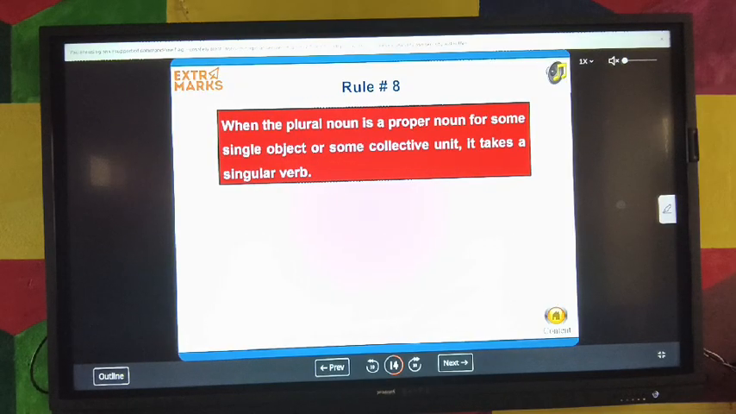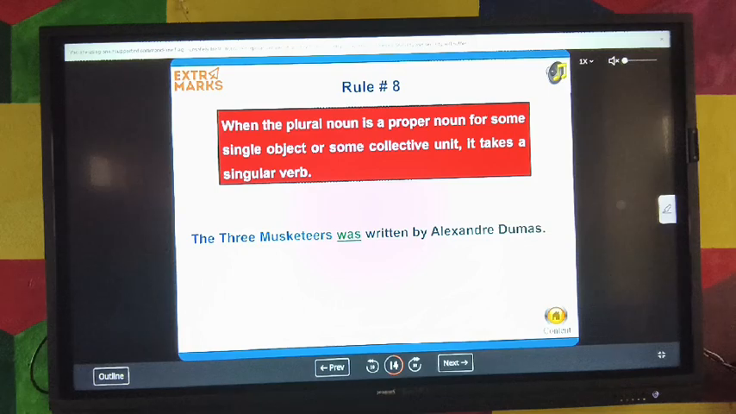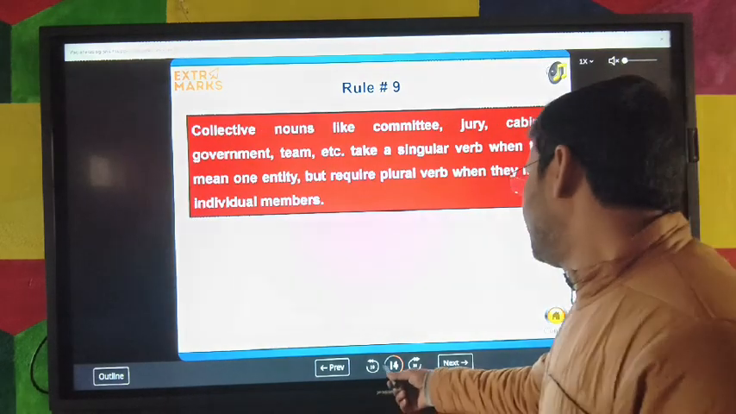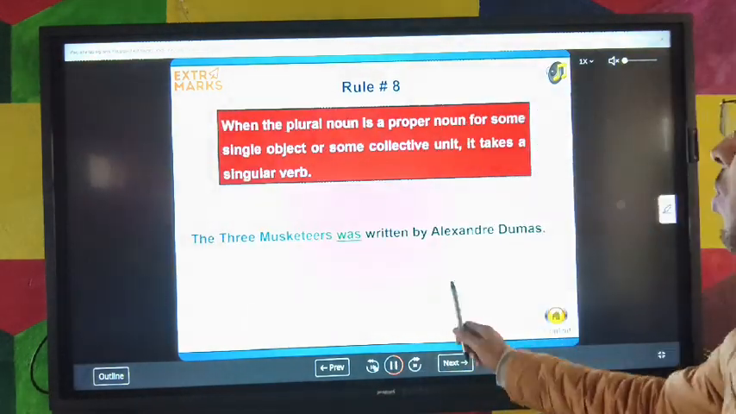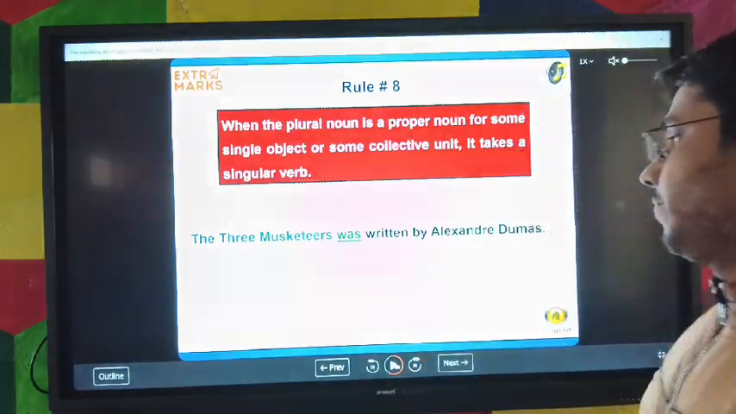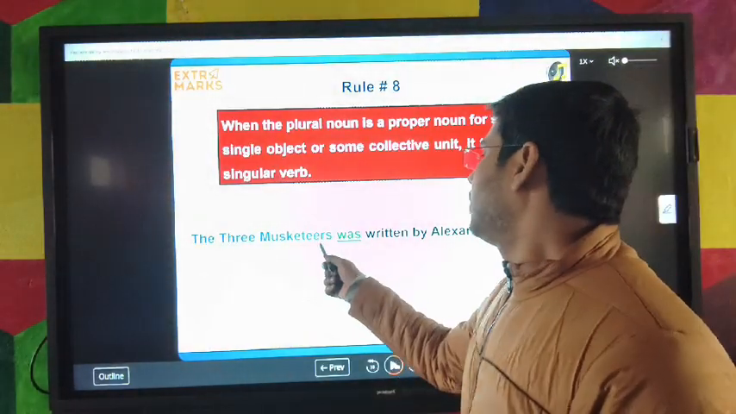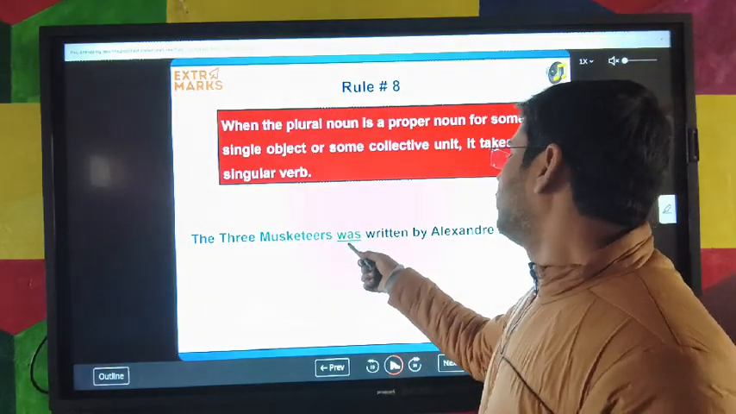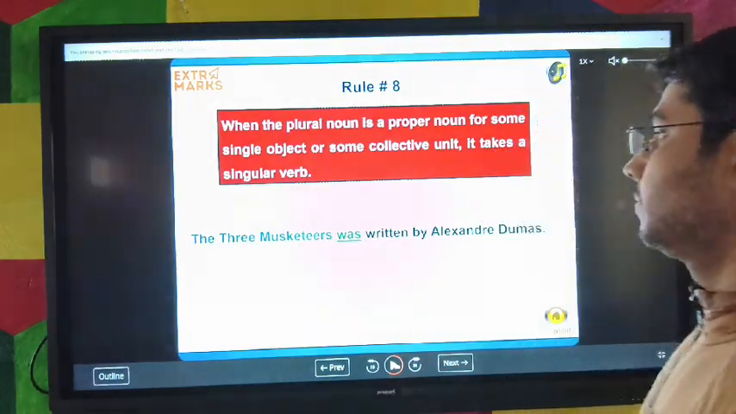Rule number 8. When the plural noun is a proper noun for some single object or some collective unit, it takes a singular verb. Let us see one example. The Three Musketeers was written by Alexander Dumas. Here we are talking about only one book. The name of the book is The Three Musketeers. We are talking about only one book. So the verb will be singular, was.